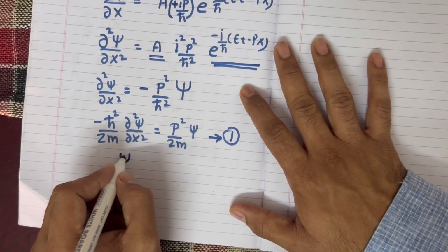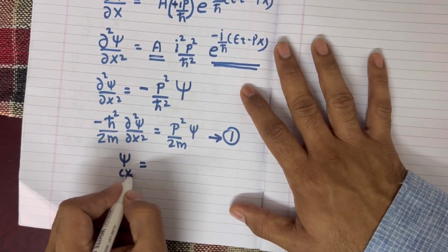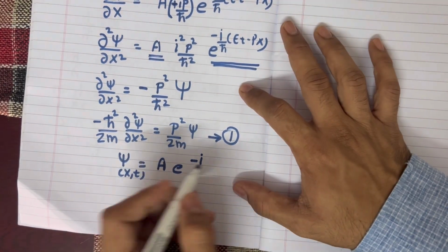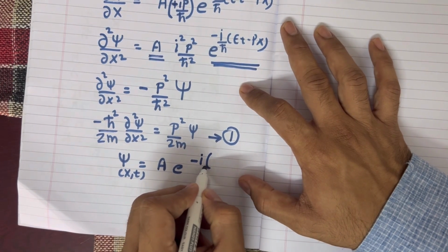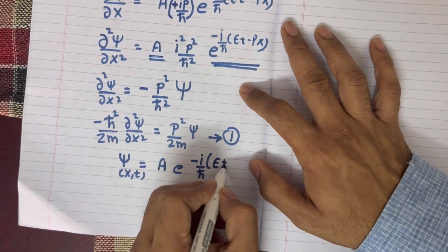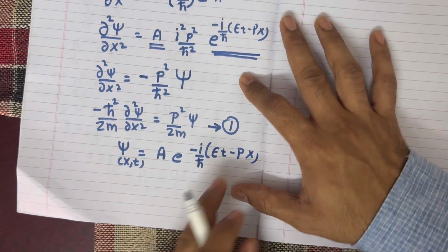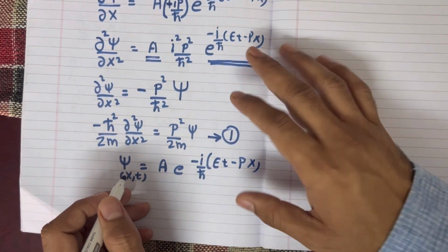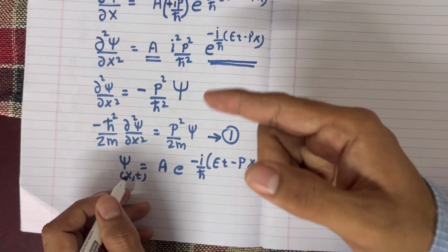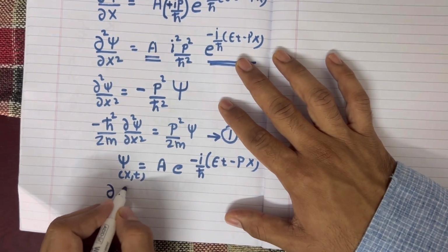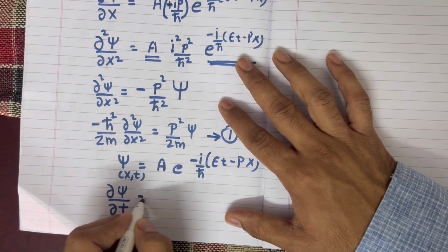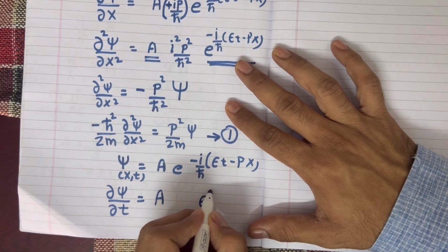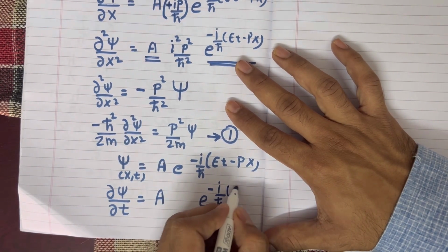Again, I'm writing the wave function equation. Wave function of x and t is A e power minus i divided by h cross (Et minus px). Right, the wave function equation again. Now you take a derivative of this, a partial derivative of course. Take a partial derivative with respect to time now. So it will be del psi by del t. A partial derivative we are taking. So this would come the same.